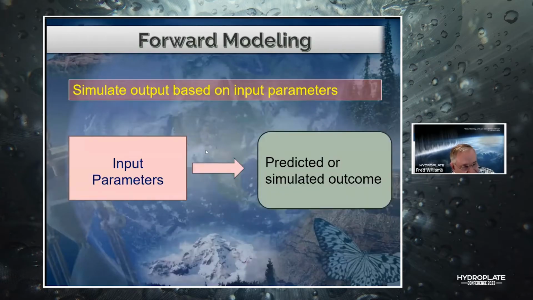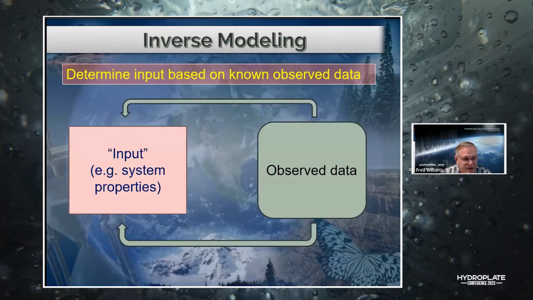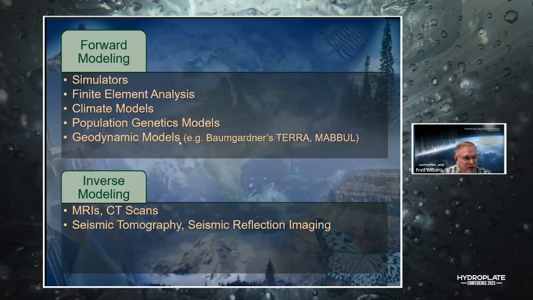So there's two major types of modeling. There's forward modeling, and that's where you have a whole bunch of input parameters. You put it into the model, and then you get some sort of predicted or simulated outcome. And then you have inverse modeling, where you already have the observed data, and then you reverse that and come up with what the input looked like. Examples of forward modeling would be things like simulators, finite element analysis, climate models, population genetic models, and geodynamic models such as Baumgartner's Terra and Mabul. Inverse modeling would include MRIs, CAT scans, and seismic tomography and seismic reflection imaging.